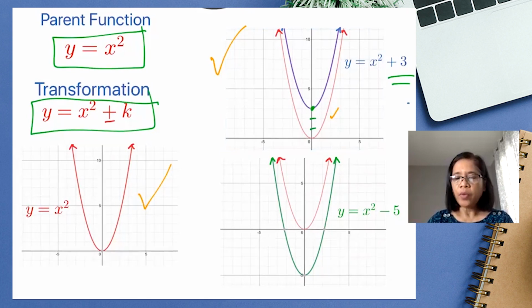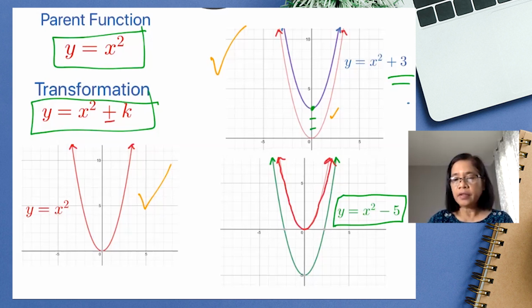In the same way, when we have the function y equals x squared minus 5, the graph of this function as it relates to the parent function, or the parent graph, which is the red graph here, or the red parabola.